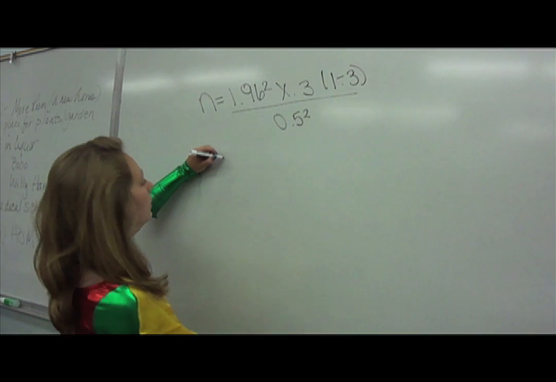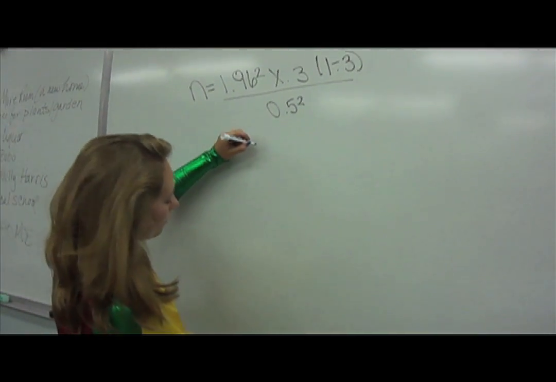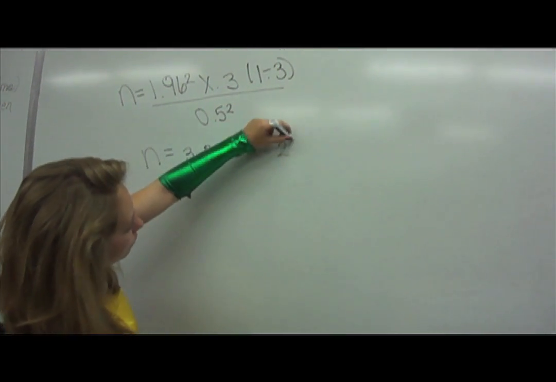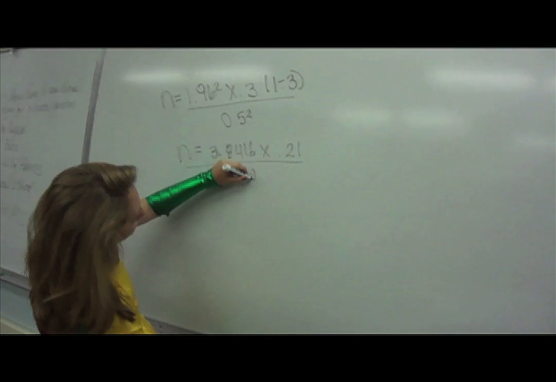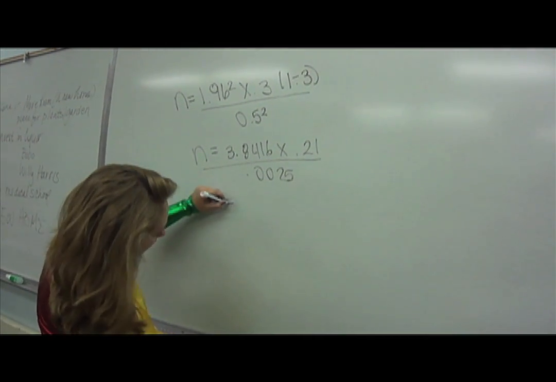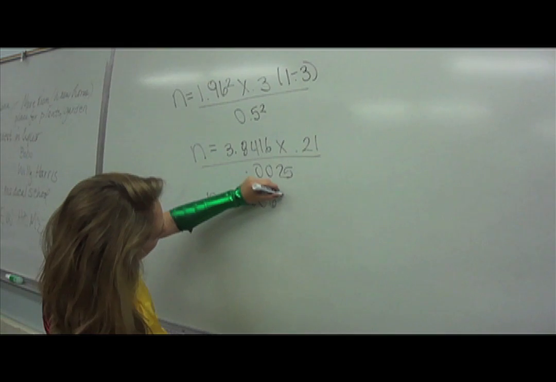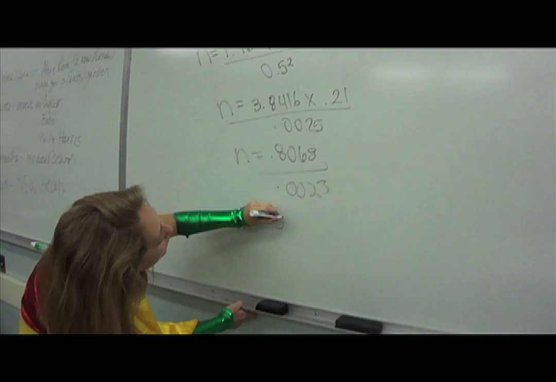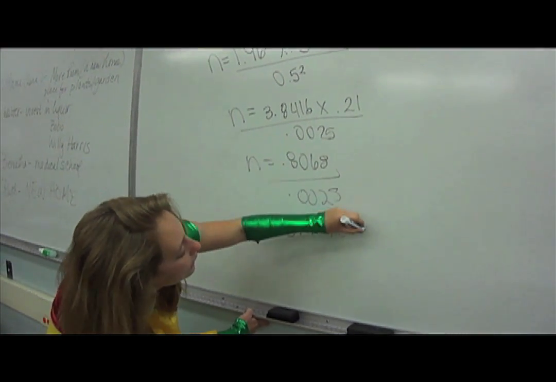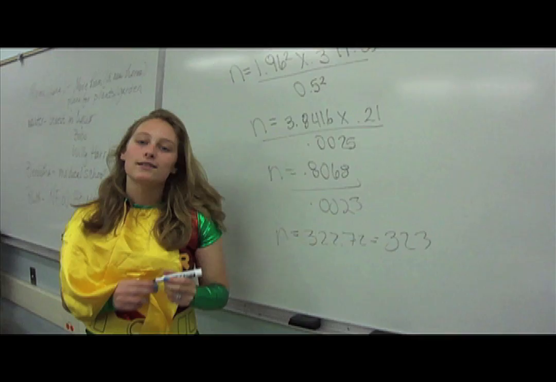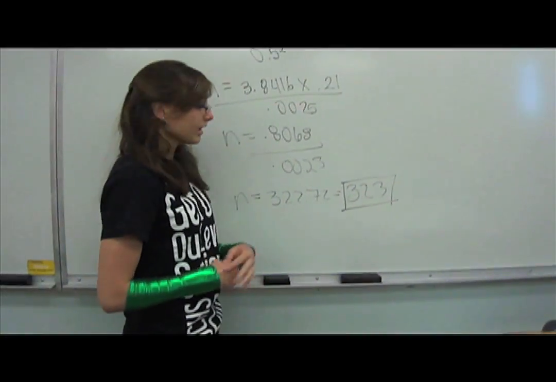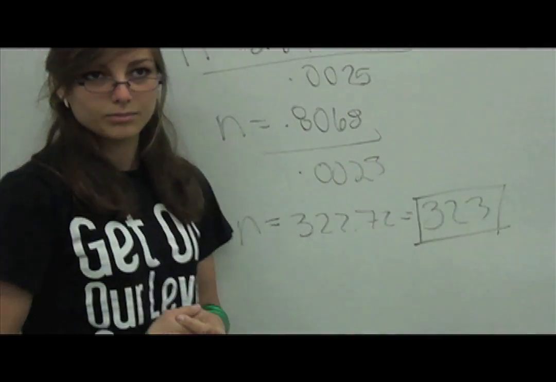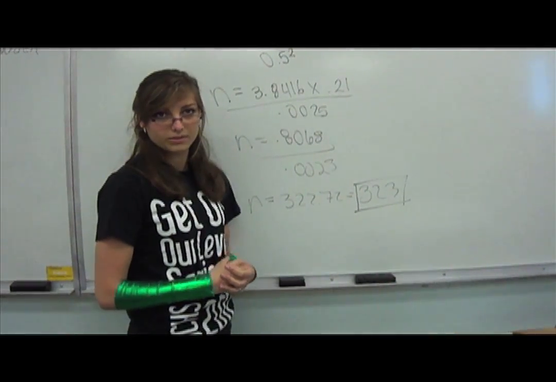So let's start our equation. This is going to be n equals 3.8416 times 0.21 all over 0.0025. And it's going to equal 0.8068 all over 0.0025. N equals 322.72, round that up, 323. This is our population size. This means that we need 323 samples from a population to accurately make inferences about the population within a 95% confidence interval.